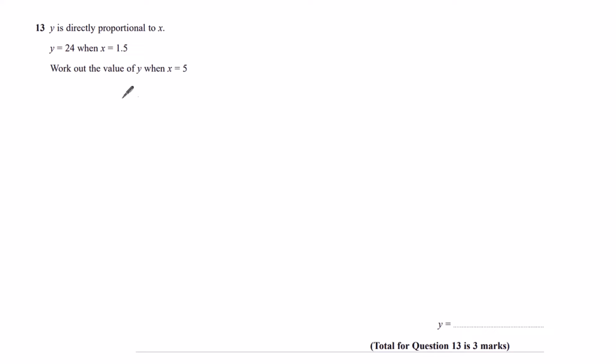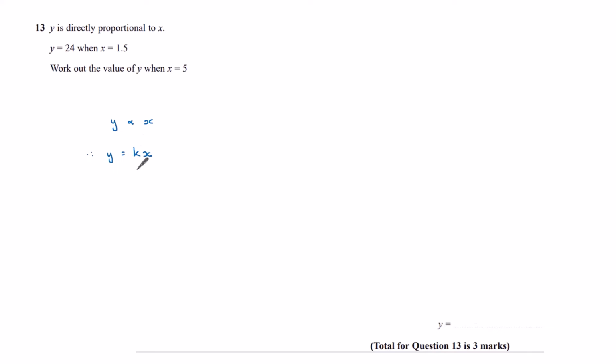Question 13. Y is directly proportional to x. Y is 24 when x is 1.5. Work out the value of y when x is equal to 5. Now, if y is directly proportional to x, we can write that y is proportional to x. When we replace a proportionality sign, we replace it with equals some constant. So y is equal to some constant multiplied by x.